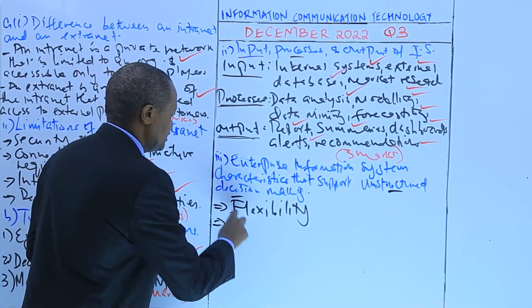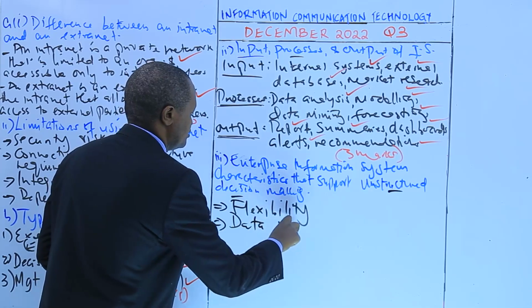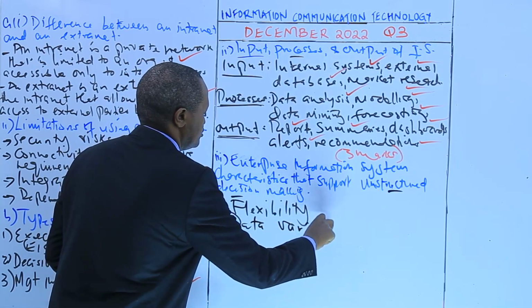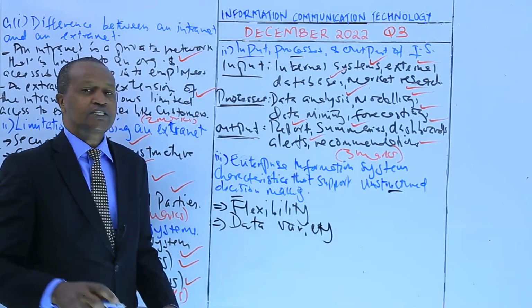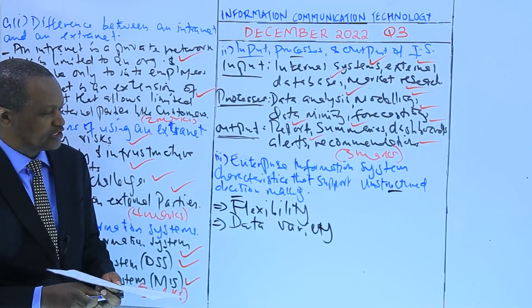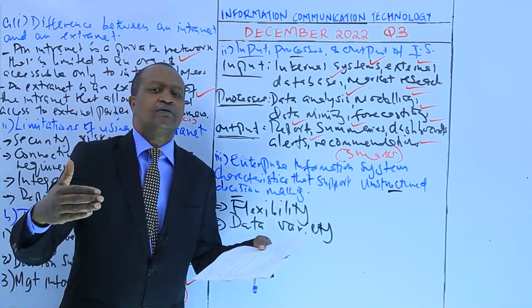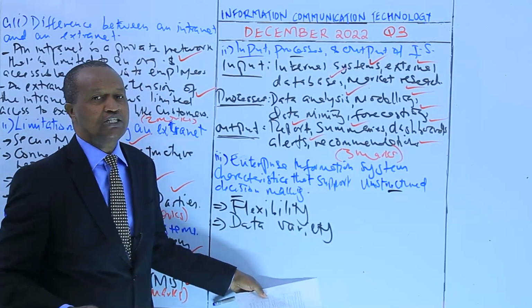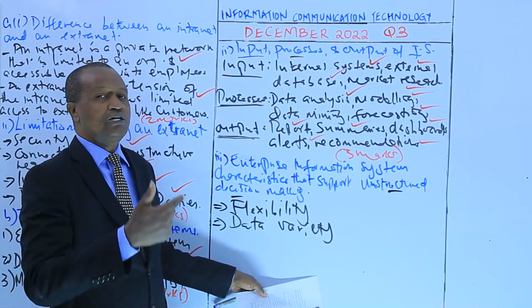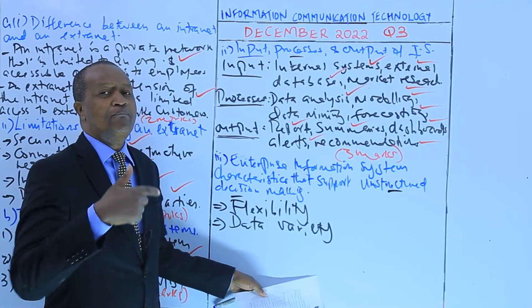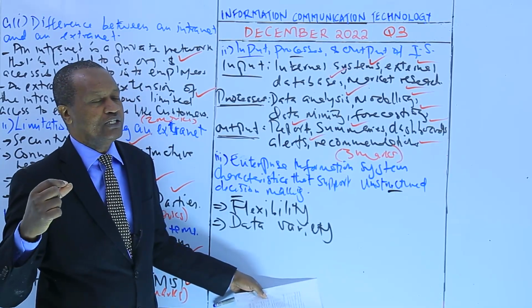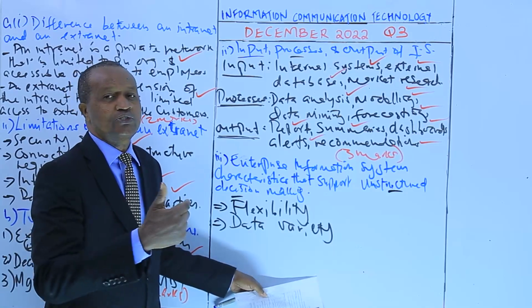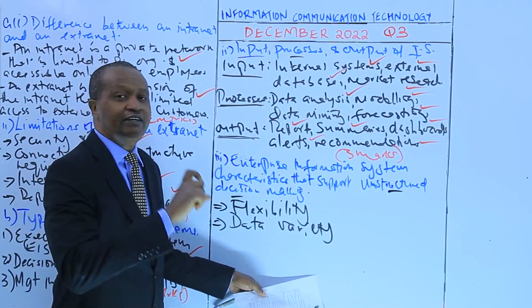2, data variety. Such a system should be capable of handling various types of data, including text data, qualitative data, multimedia, and also unstructured data sources. Data variety.